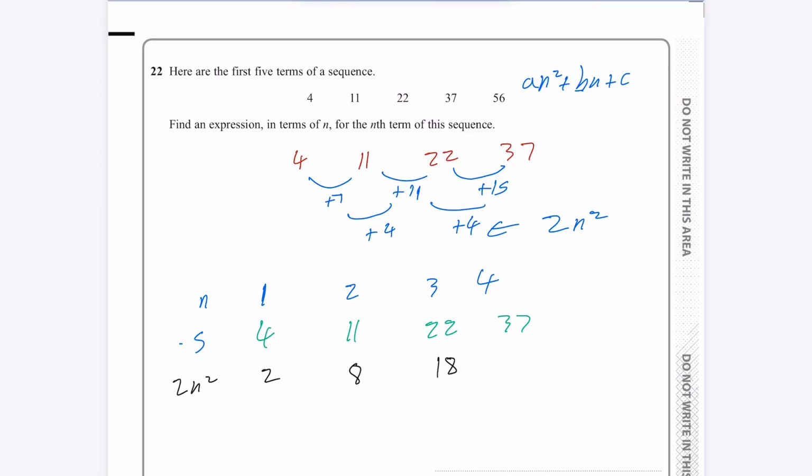So now, how do I go from here to here? Well, I need to add 2. How do I go from here to here? I need to add 3. How do I go from here to here? I need to add 4. So I'm almost there, but it seems like I need to do 2n squared for the sequence plus something. But if I did plus 1, that's not going to be quite right, because for the first one I'll end up with 3 instead of 4. But I also need to add n to this, so that becomes 2n squared plus n plus 1.